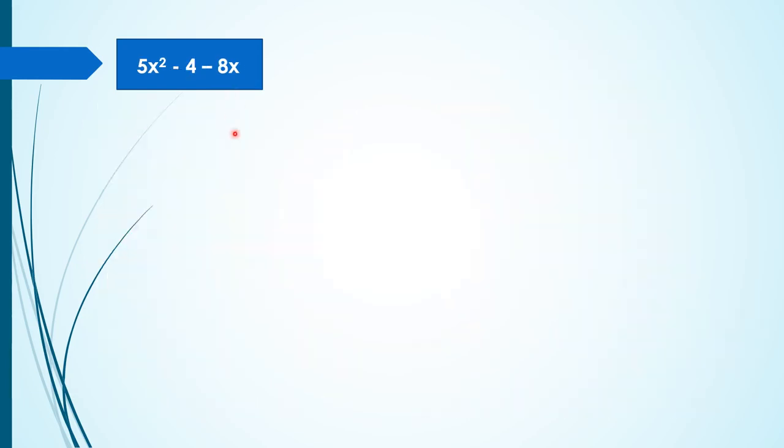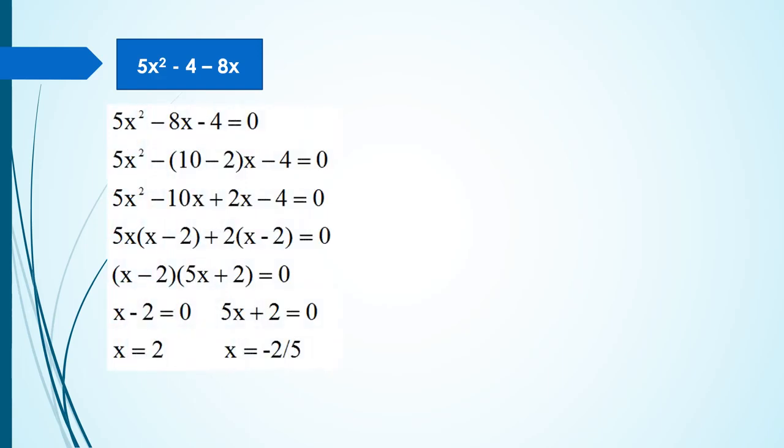Let's take one more problem. 5x square minus 4 minus 8x. Now let's verify the relationship between zeros and coefficients in case of this polynomial 5x square minus 4 minus 8x. First of all, I have to find the zeros of this polynomial. The given polynomial is 5x square minus 4 minus 8x.